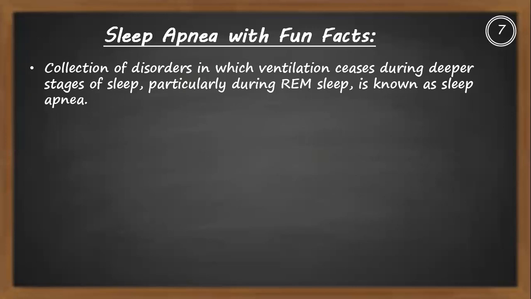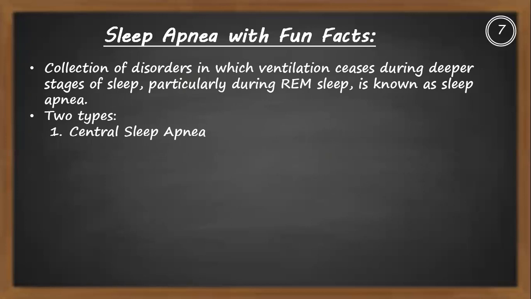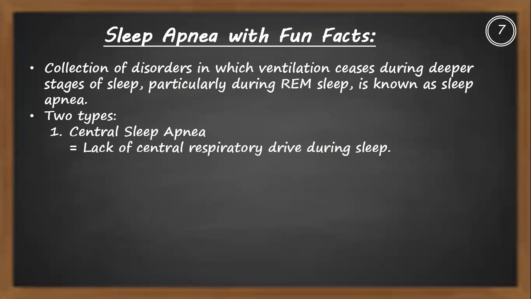And we can classify it into two types because it's a collection of disorders, not a single disorder. The first one is central sleep apnea and the second one is obstructive sleep apnea. Talking about the first one, central sleep apnea is a lack of central respiratory drive during sleep, and that occurs because of a central respiratory drive deficiency. So the CPG doesn't generate a pattern during deep sleep, and that results in central sleep apnea.